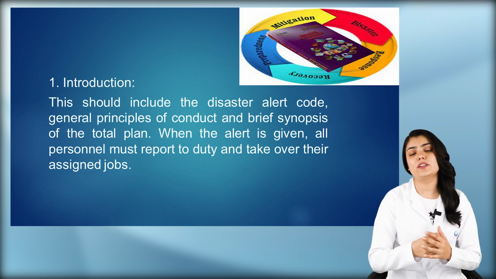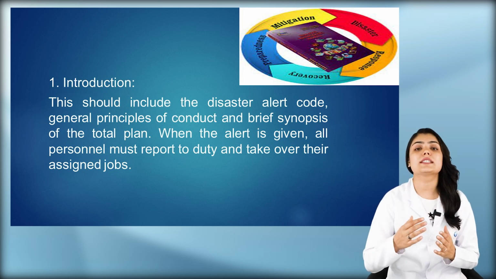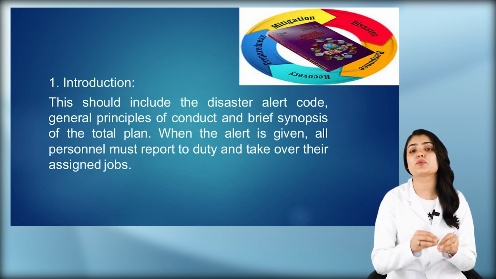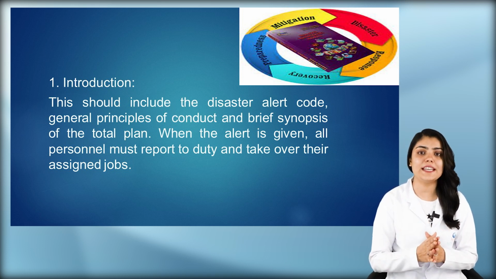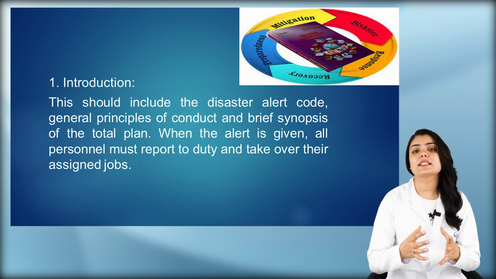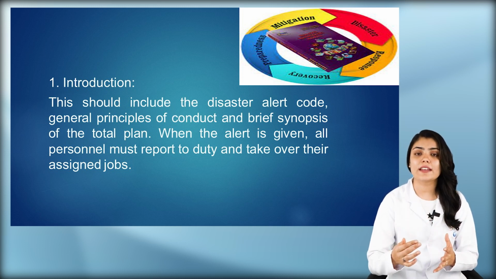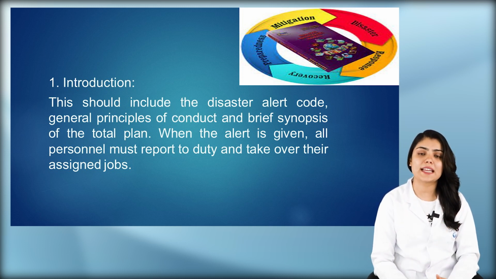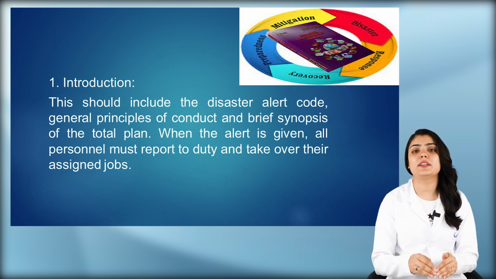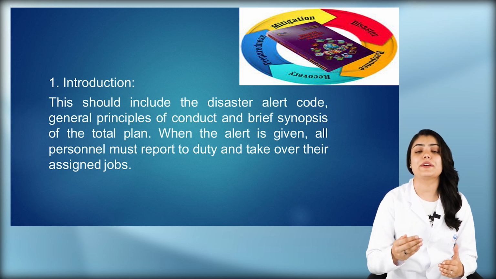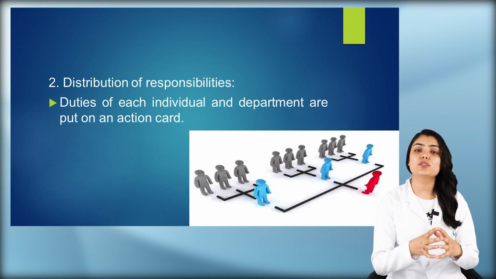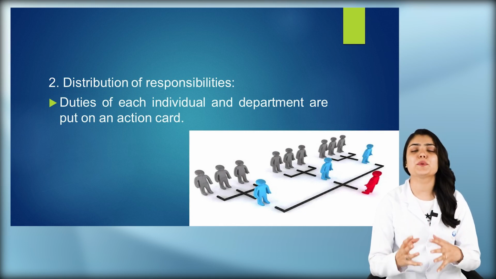As the code is given to the employees, or when the alert is given, all the personnel working within the hospital must be alert and they must report to their duties immediately. Anywhere when a code is given, it is given to signal something. So in the disaster manual plan, when the code is given, it means that the employees must understand that a disaster has occurred and they should report to their duties immediately as well as start carrying out their assigned jobs.